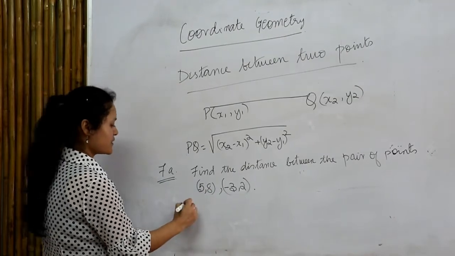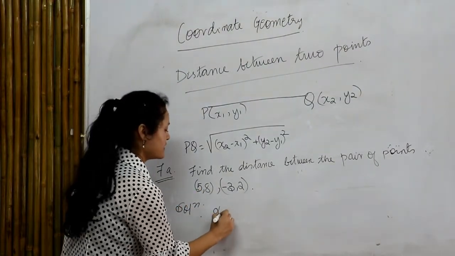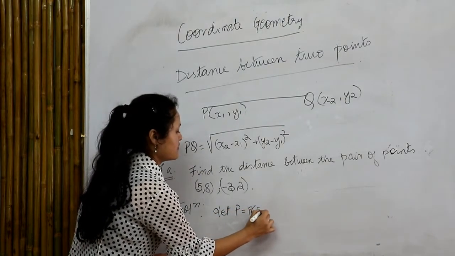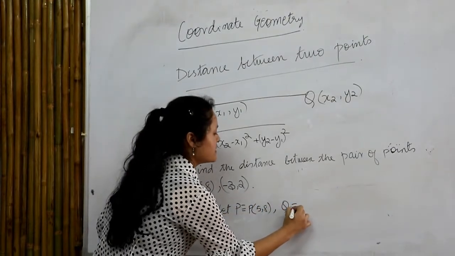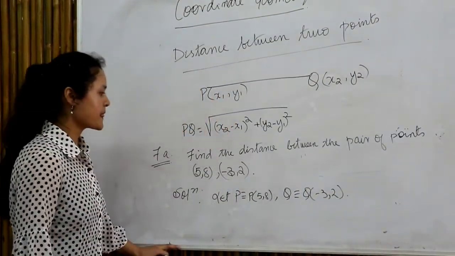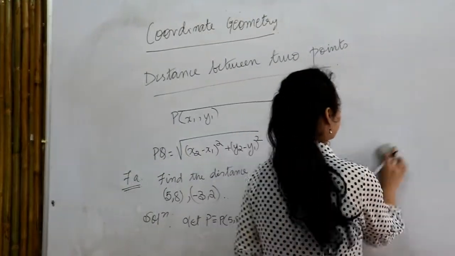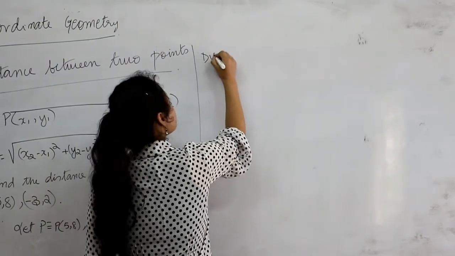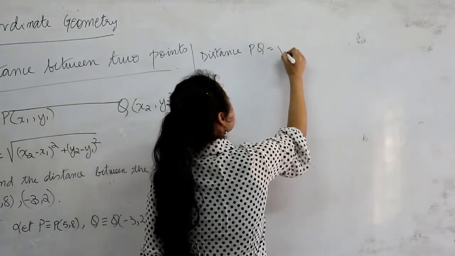Okay. So your solution will be, you just denote this point as your P, let P be this point, and your Q be this point. Okay. So find this distance. The distance PQ is just this formula.